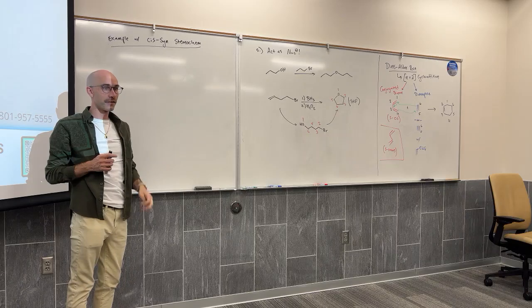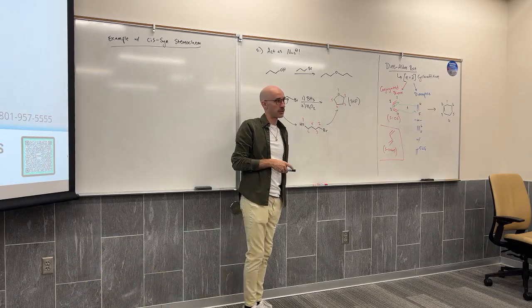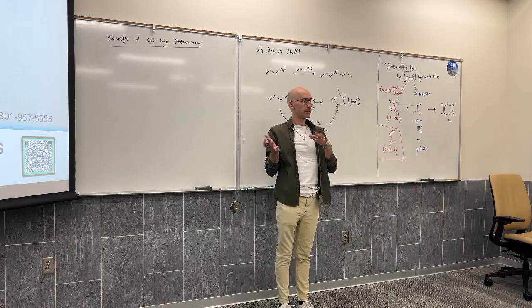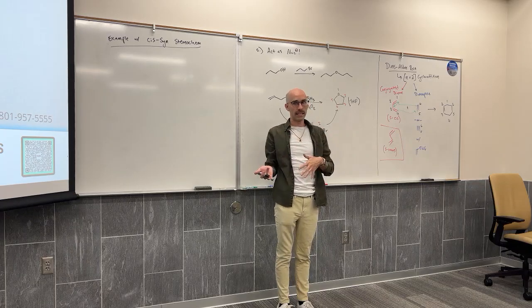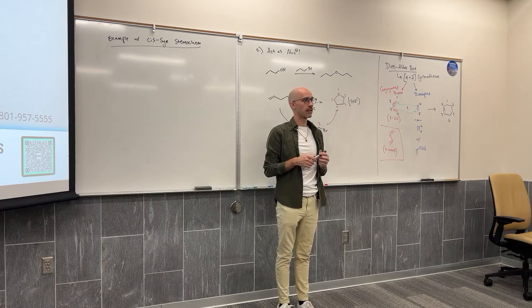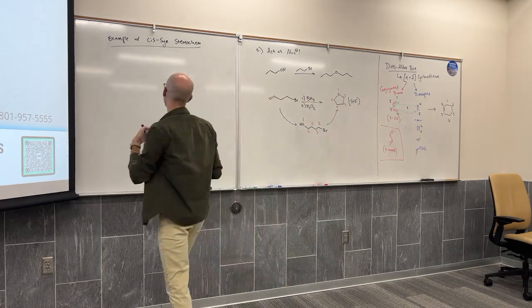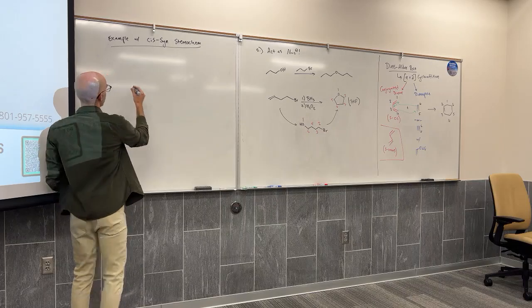Stereochemistry on the dienophile is conserved in the Diels-Alder reaction. So a cis alkene gives a syn Diels-Alder product. A trans alkene gives an anti Diels-Alder product.